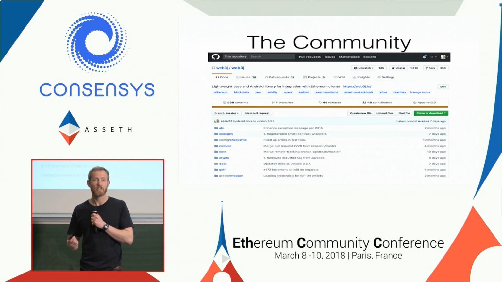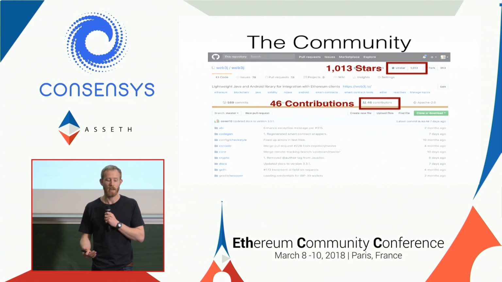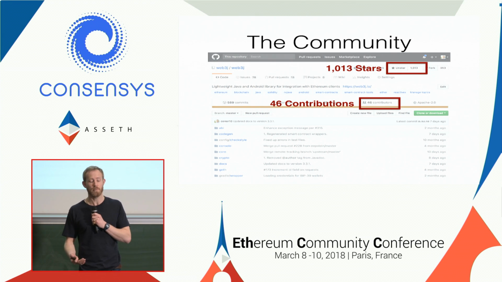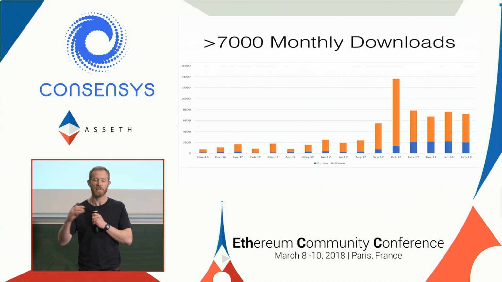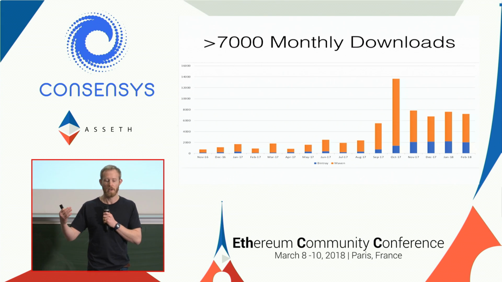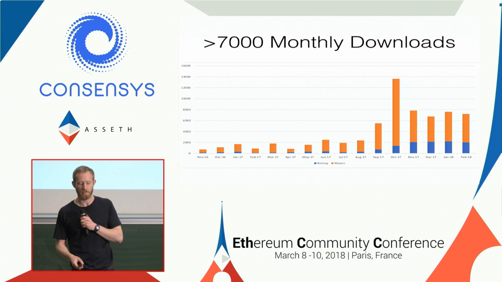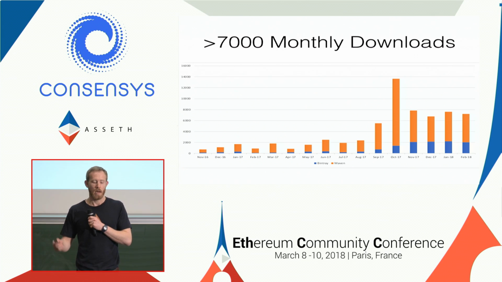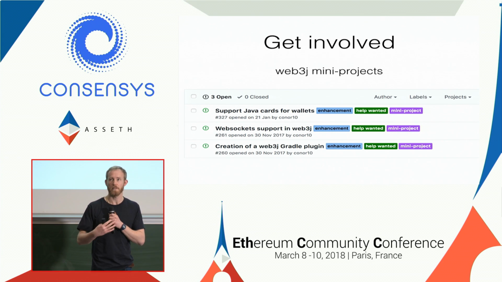In terms of the actual community, the project's 18 months old. We've just surpassed 1,000 stars on GitHub. There have been 46 different contributors to the project as well. It's averaging over 7,000 downloads per month, and these are the core Web3j artifacts. If you tally up all of the artifacts, it's a much bigger number, but this is the number of times it's happening.